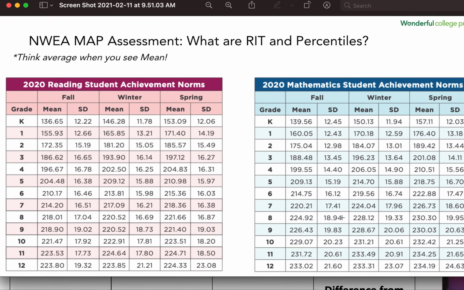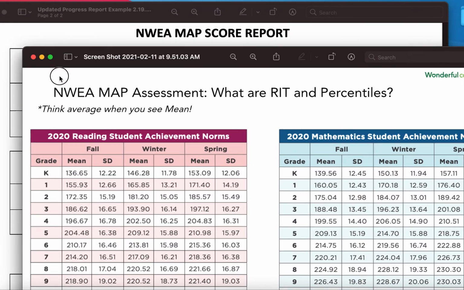And what's interesting too is if you go to fall of their 9th grade year, looking at the mean average, we're looking at 226.43. So the student's not that far off from average for the 9th grade year. They're in a pretty good spot. I mean, obviously higher is always better, but it's a great spot to be in.